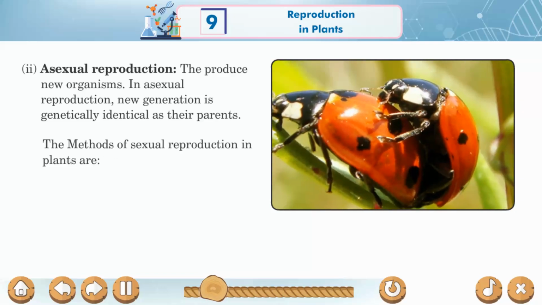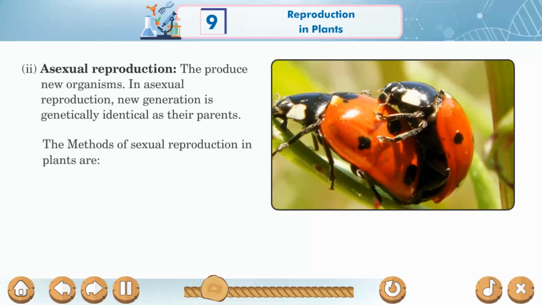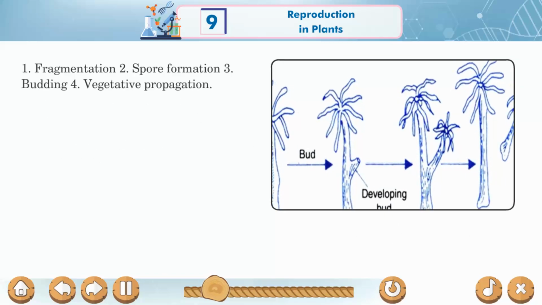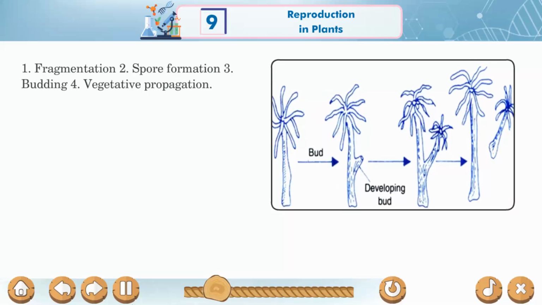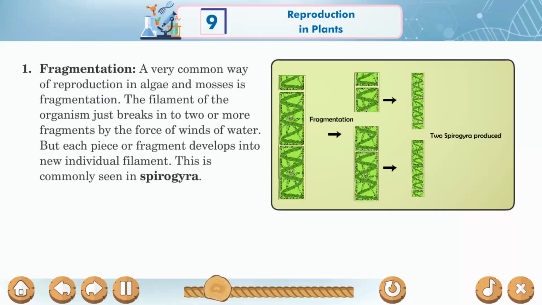The methods of asexual reproduction in plants are 1. Fragmentation, 2. Spore formation, 3. Budding, 4. Vegetative propagation. 1. Fragmentation. A very common way of reproduction in algae and mosses is fragmentation. The filament of the organism just breaks into two or more fragments by the force of winds or water, but each piece of fragment develops into a new individual filament. This is commonly seen in Spirogyra.